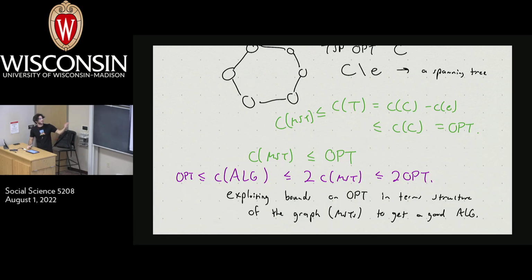Since opt is the optimal TOR, it's always going to be less than or equal to whatever TOR we create. And sometimes we'll get lucky and actually find the optimal TOR. But in general, that's usually going to be a strict inequality.